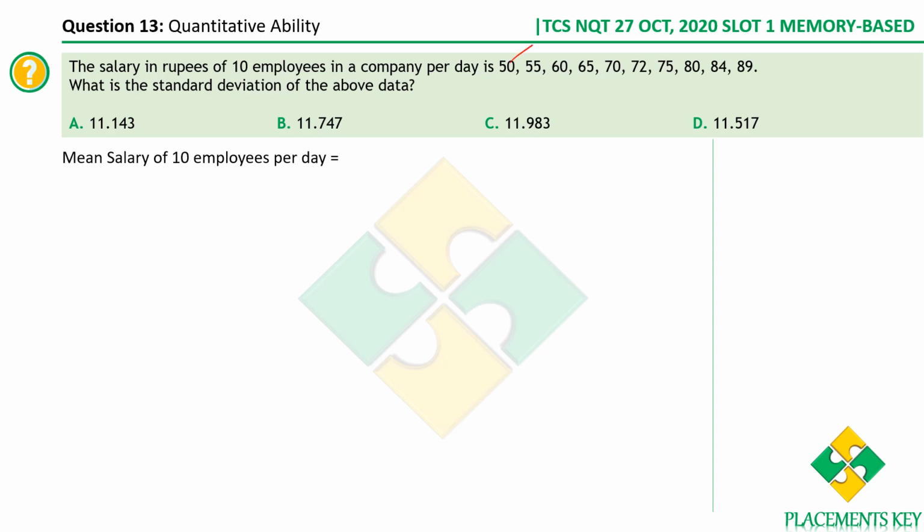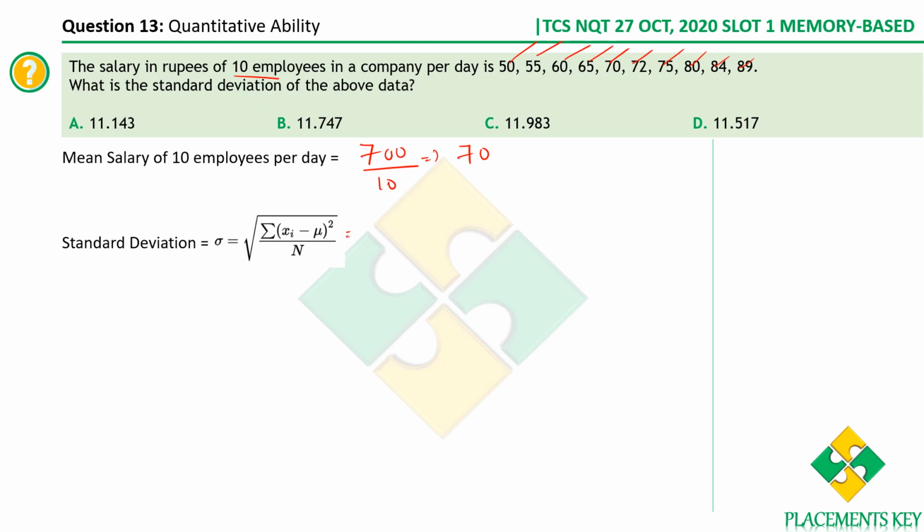So what is it? 50 plus 55 plus 60 plus 65. Add all of this and then divide by 10 employees. There are 10 observations. So if you add all of this, you get 700. So 700 by 10. Therefore, the mean salary of these employees per day is 70. Now, what is the formula for standard deviation? It is the square root of sigma (xi minus mu) whole square divided by n, where n is the number of observations and mu is the mean.